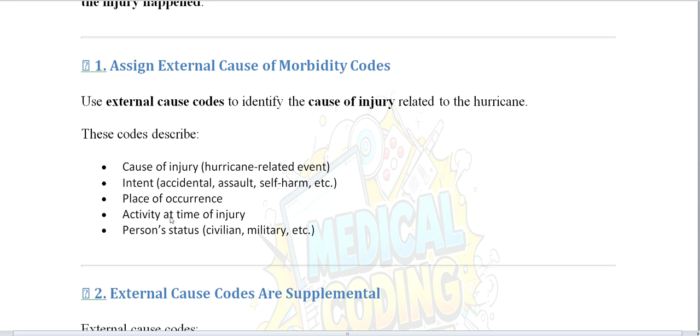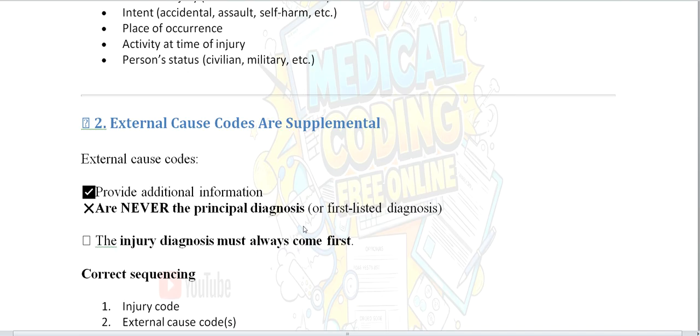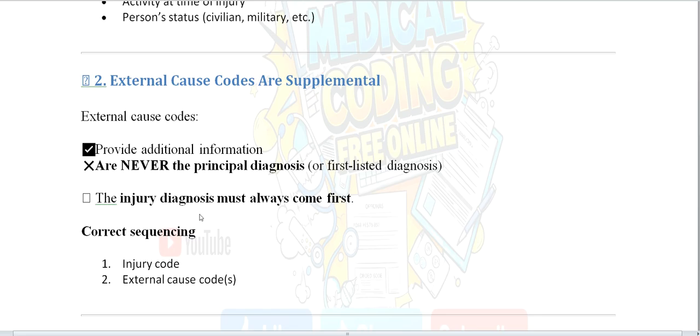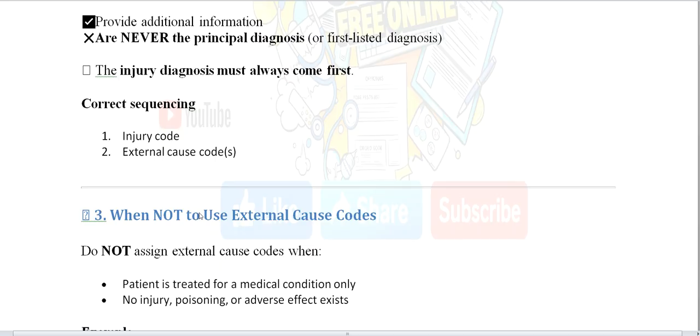They also describe place of occurrence, activity at the time of injury, and person status: civilian, military, etc. So, external cause codes are supplemental. External cause codes provide additional information and are never the principal diagnosis or first-listed diagnosis. So, the injury diagnosis must always be first. Correct sequencing: injury code, then external cause code.